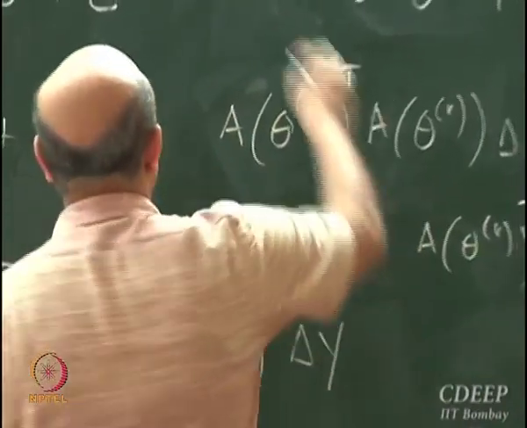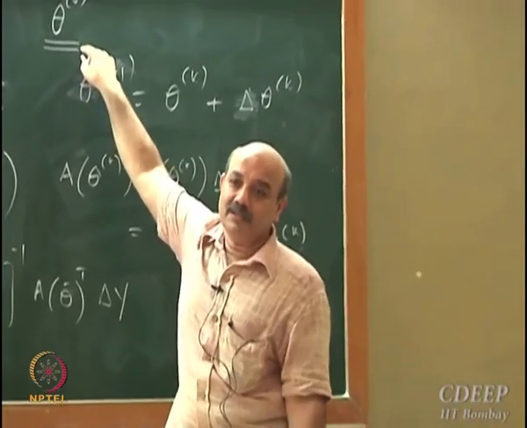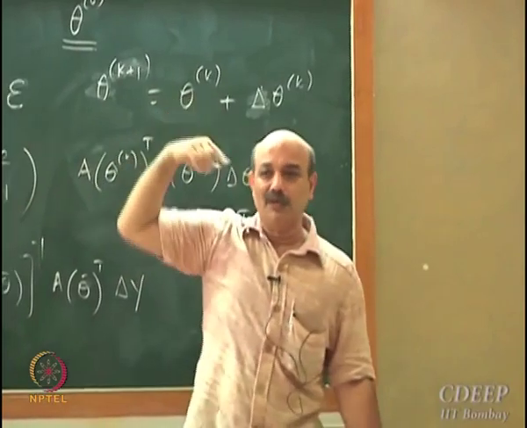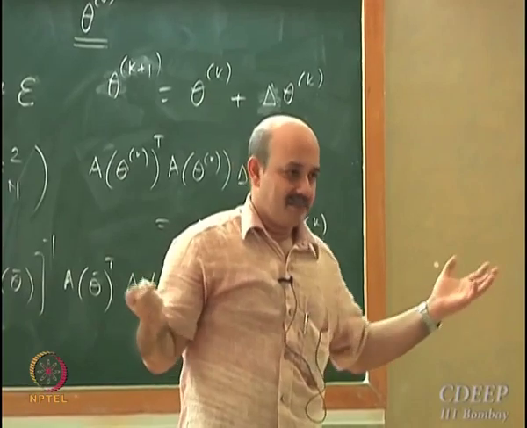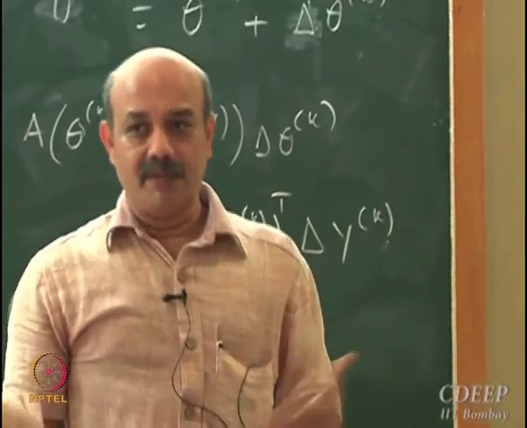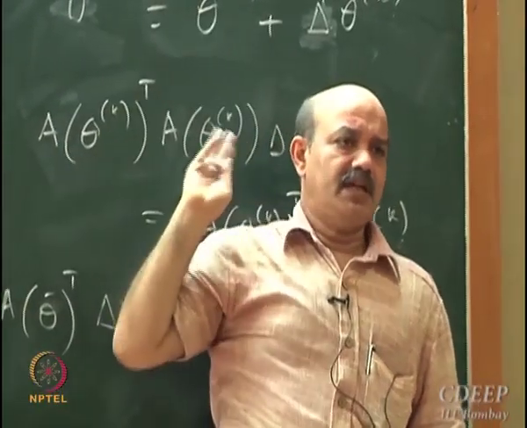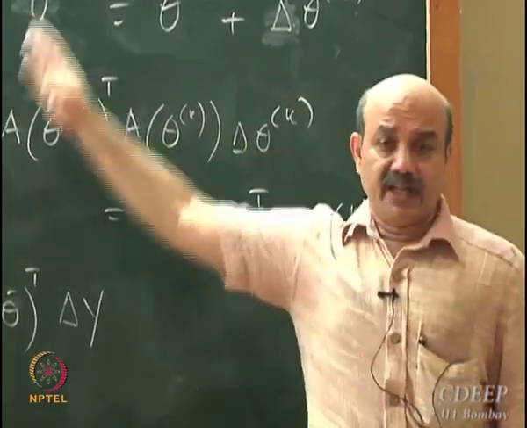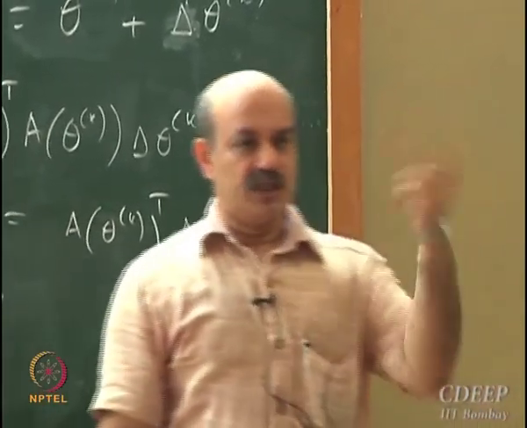So theta 0 is most important. You have to give a correct guess, and this will come only from your engineering knowledge. How do you give a good guess? That's where you need your engineering, physics, chemistry, whatever background, to come up with a good guess. If you give a good guess, this method will converge to the solution. This is an iterative procedure, unlike the earlier case where you could find the global solution in one shot.